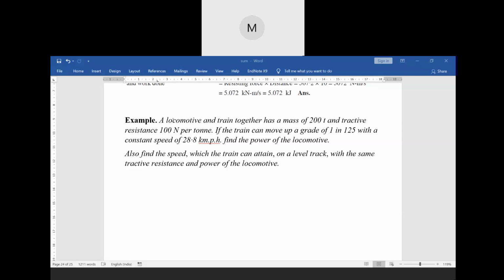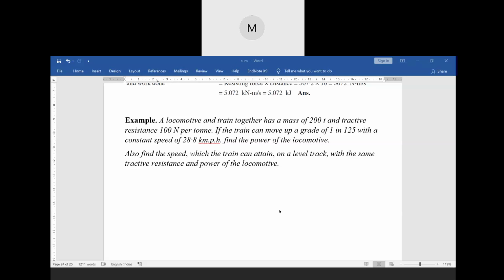Now look, the train can move up a grade of 1 in 125 with a constant speed of 28.8 kilometer per hour. So grade means the slope. The slope is given as 1 in 125. Now do you know what this slope means?